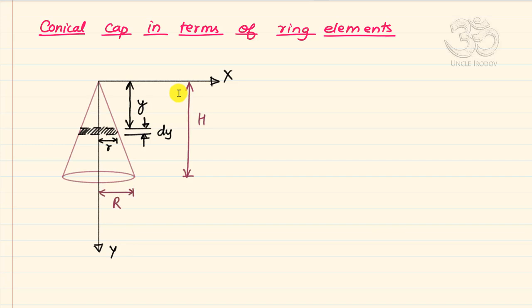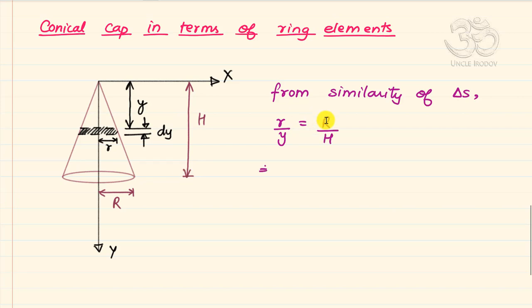So from similarity of triangles, you are going to get small r divided by y is equal to big R divided by H. So you will have small r is equal to big R by big H into y. This is the equation that you are going to get for the radius.